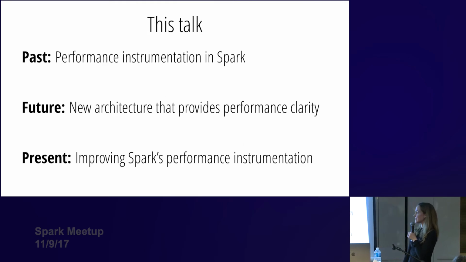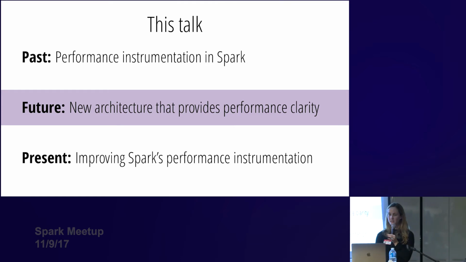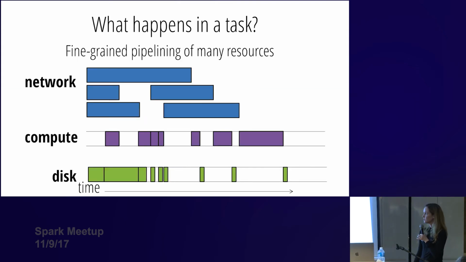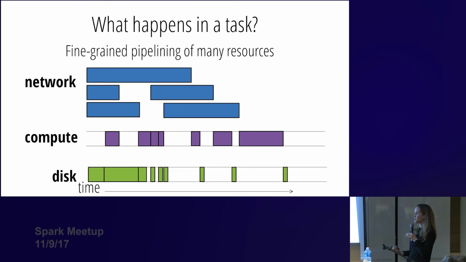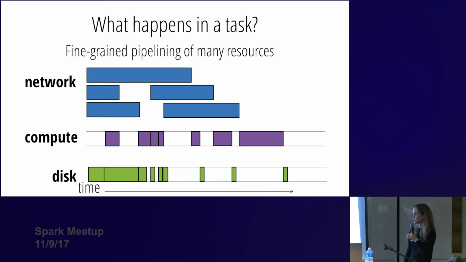So we talked a little bit about the past, about the stuff that already exists. I'll spend the next couple of minutes talking about the future, a different way we could have architected Spark that would make it much easier to reason about performance. So to return to this high-level picture of what happens in a task, the root cause of the reason that this was very difficult to reason about is that each task was using fine-grained pipelining to use a bunch of different resources at the same time.